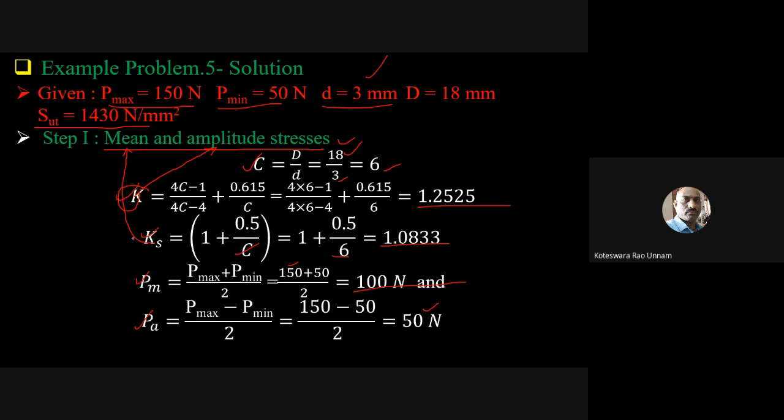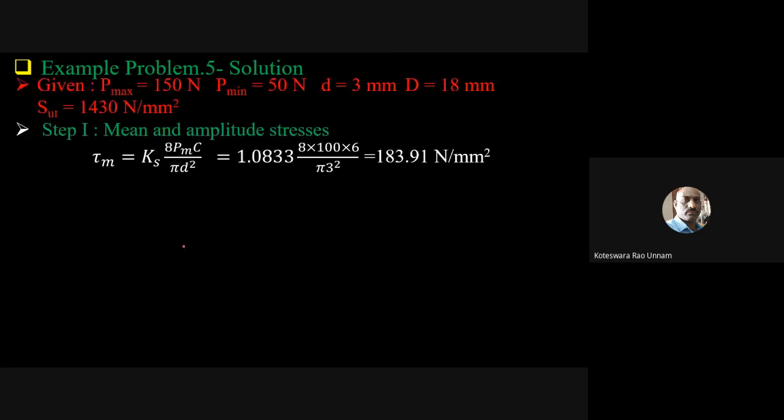So to compute what is tau A and tau M. First we'll calculate tau M. Tau M is nothing but Ks into 8 P_m C divided by pi d square. Just now we computed what is Ks and what is the mean load. So we substitute the data here: 1.0833 into 8 into mean load, which is 100 newtons, C is 6 and the wire diameter is 3. By substituting this data, I will get your mean stress as 183.91 Newton per mm square.